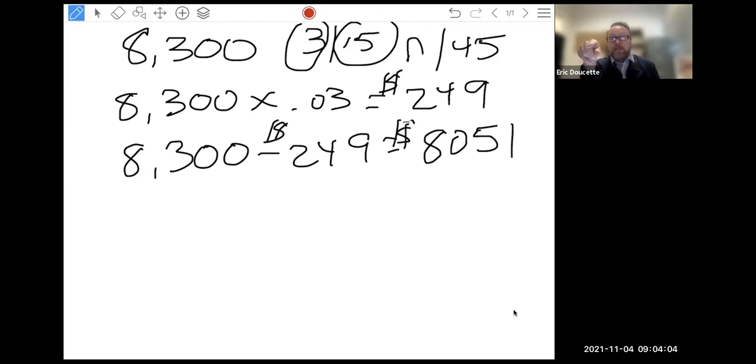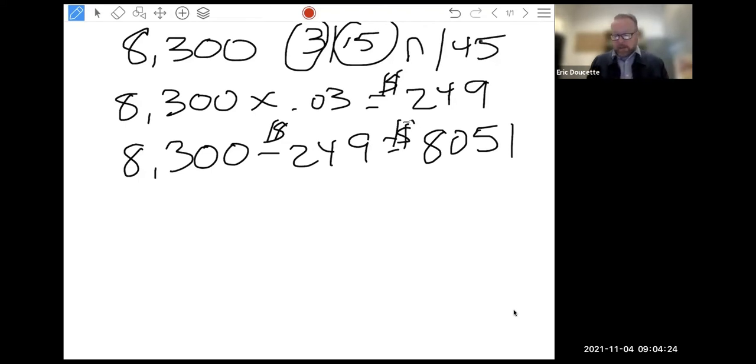Now, even though it said N45, because I paid the whole amount on the 15th, I didn't have to worry about that. It was done. I paid $8,051. Had I made a partial payment and didn't pay all $8,000, I would get a discount on the amount that I did pay. So that's interesting. We'll talk about that in a little bit here.